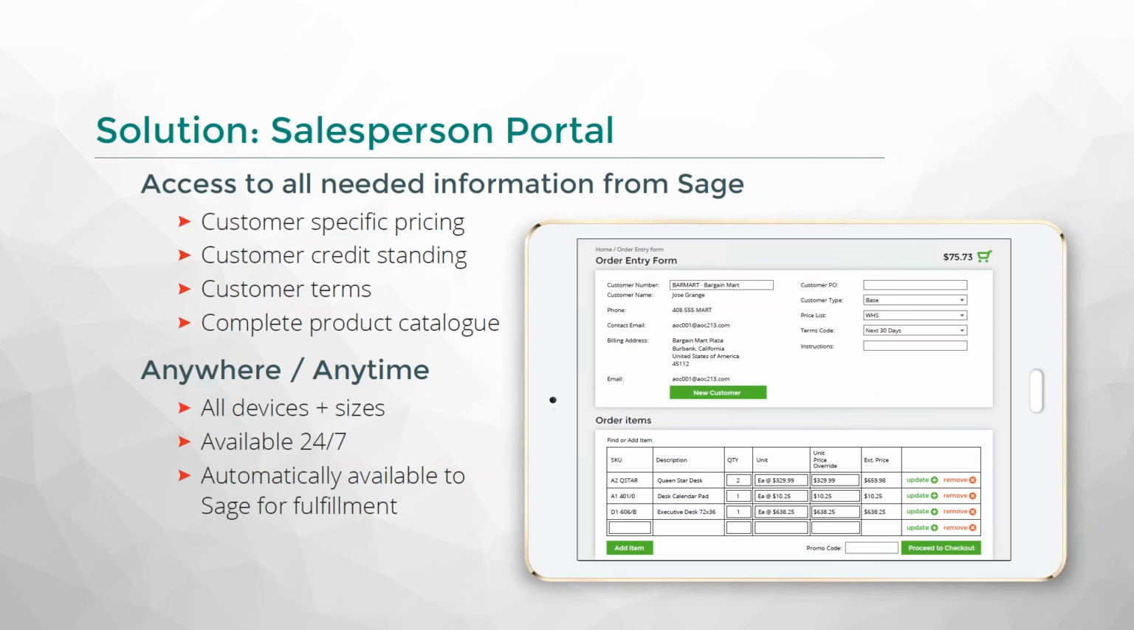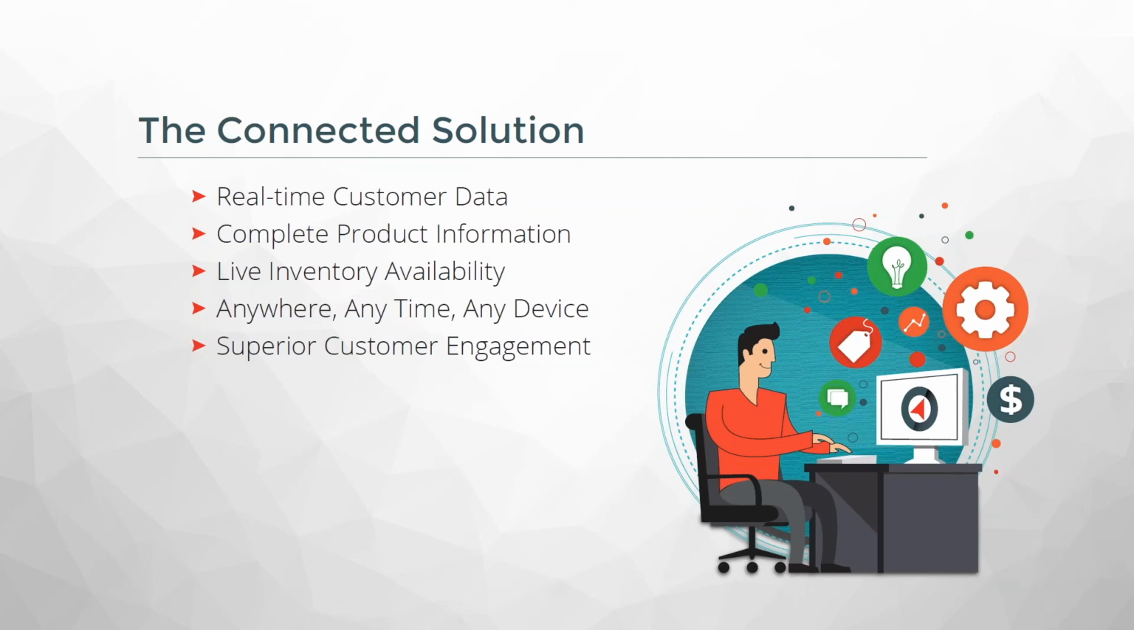It's available 24/7. Your office doesn't have to be open for them to do this. And it flows automatically into Sage for fulfillment. Nobody has to rekey anything. So it's just about being connected and having the product availability and everything at hand so your salespeople can work essentially independently of the office, but with full connectivity, providing that superior customer engagement.